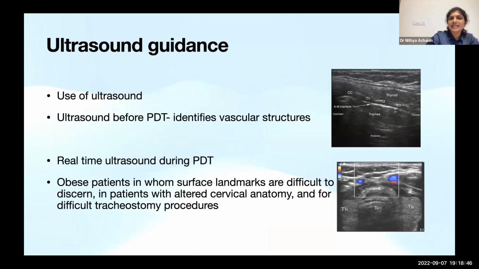And the other technique is the ultrasound guidance. Here, before doing the tracheostomy, we can do an ultrasound of the neck and identify the vascular structures and then go ahead with the tracheostomy, or it can be done real time, just looking at the structures and then going real time. So especially in obese patients and patients with distorted cervical anatomy, or if they have any difficulties in the procedure, these are helpful because they help us to identify the structures in front of the neck.